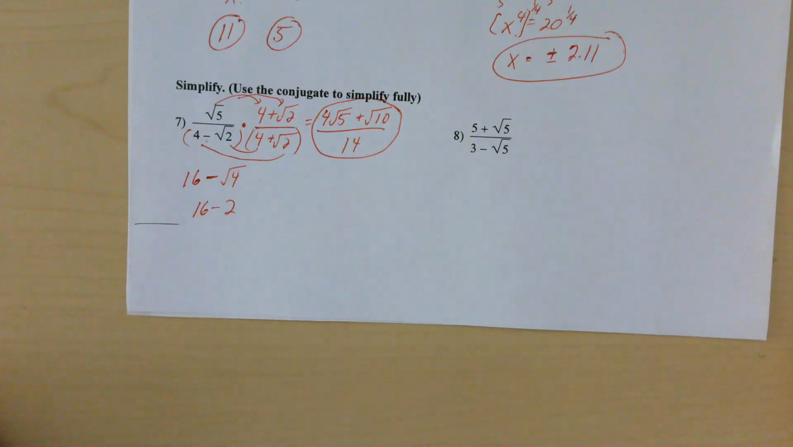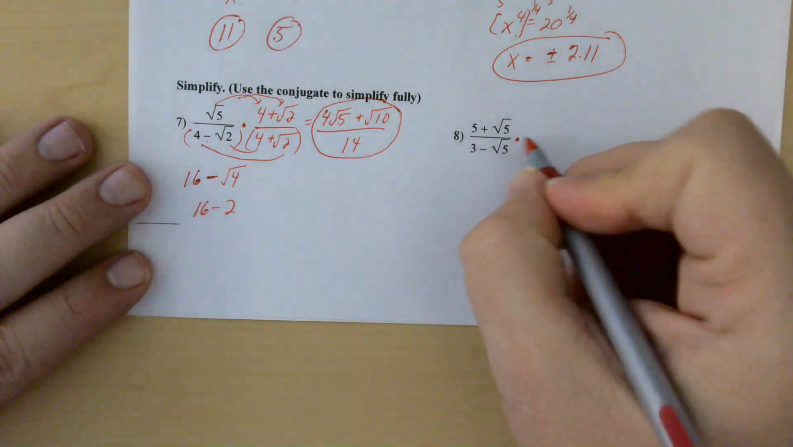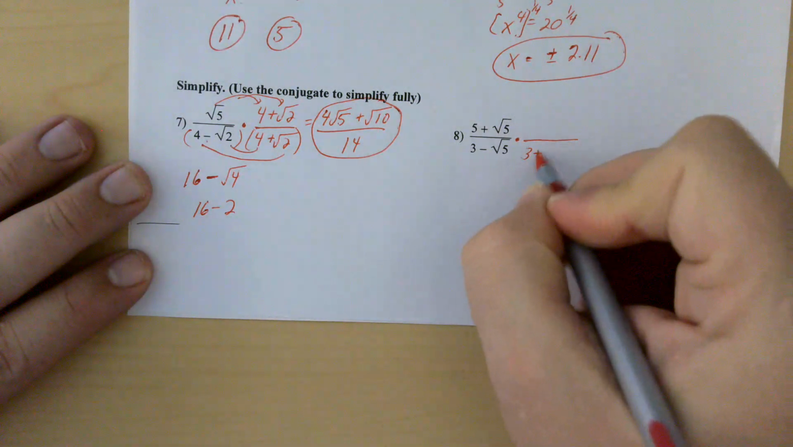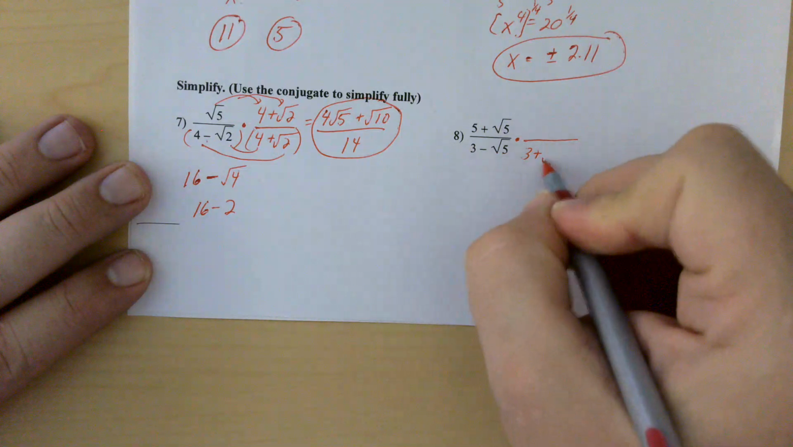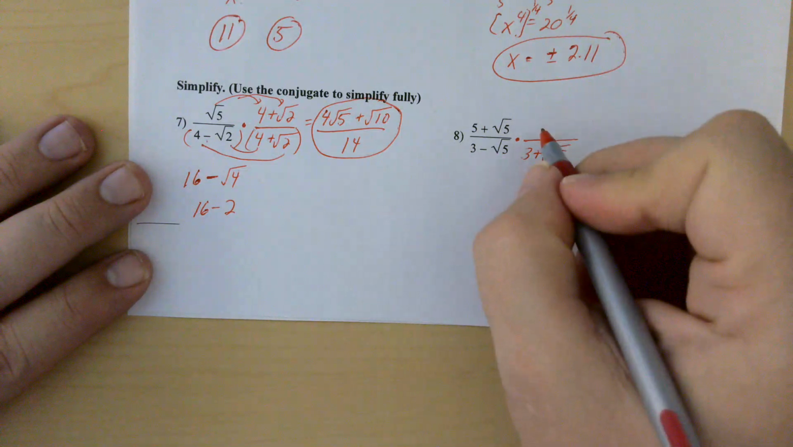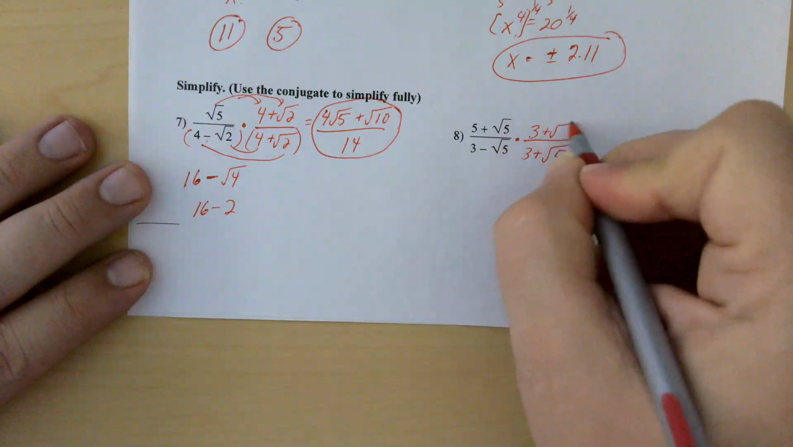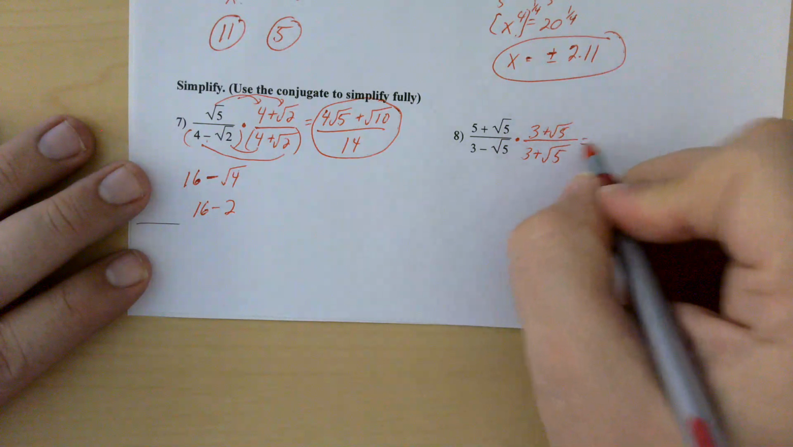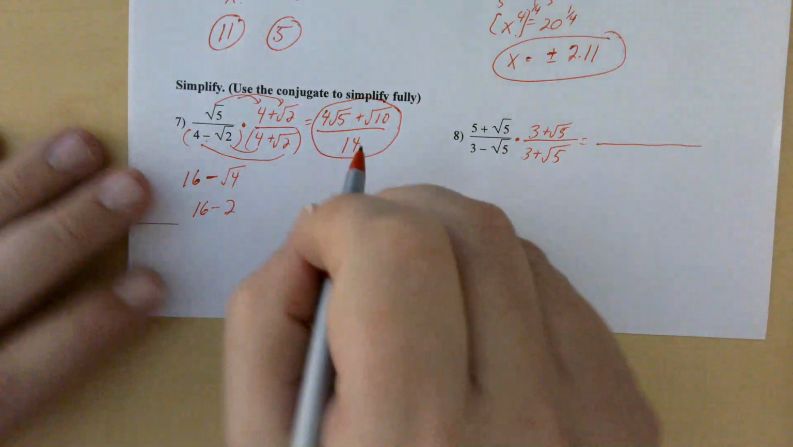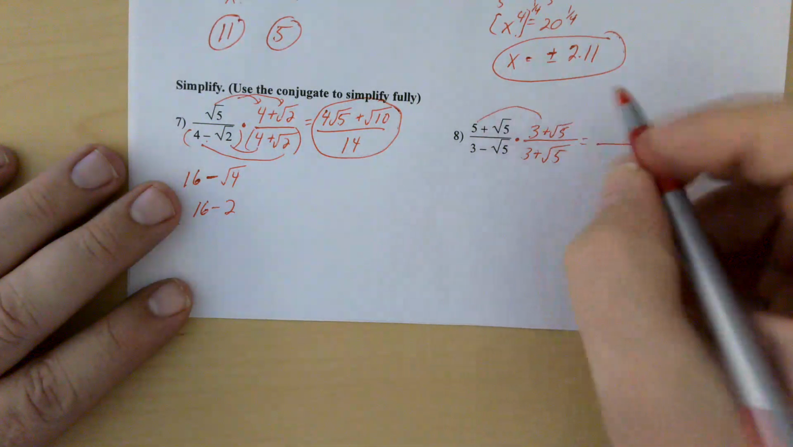Okay, now the next one's a little bit more complex. So I'm just showing this to you. You should hopefully understand it, but I will not have one just like this on your quiz. So we still look at whatever is in the bottom. I have a 3 minus root 5. I'm going to multiply by 3 plus root 5, top and bottom.